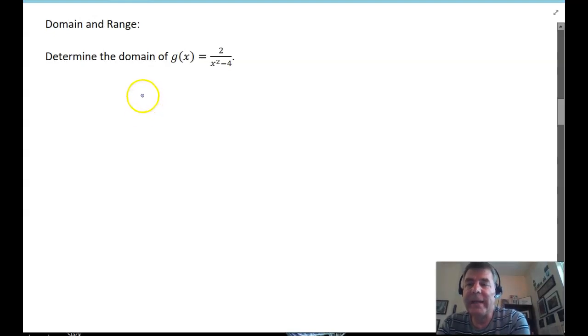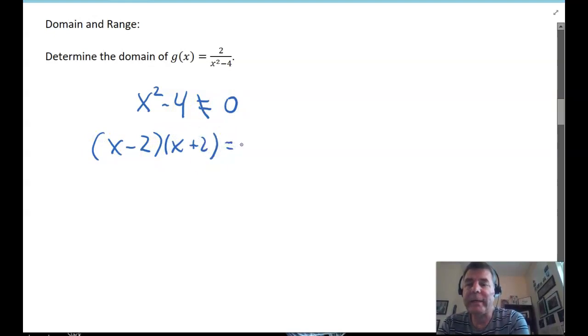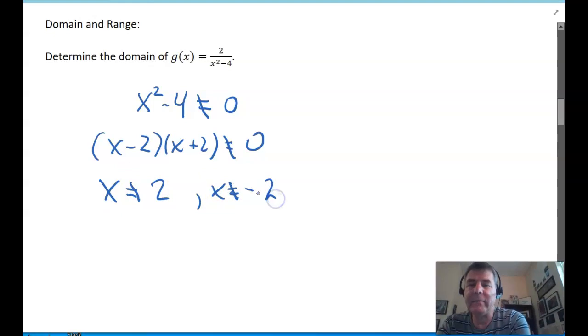So what we have to say is x squared minus 4 cannot equal 0. And that means (x minus 2) and (x plus 2) multiplied together cannot equal 0, which means x cannot equal 2 and x cannot equal negative 2. So the domain of this function g is any real number except plus or minus 2.